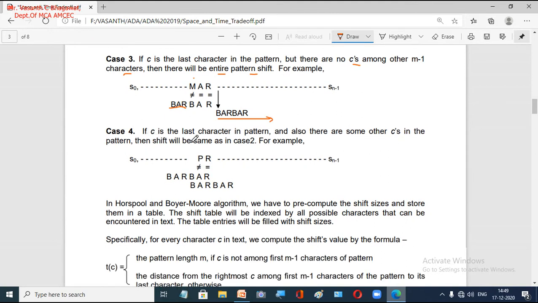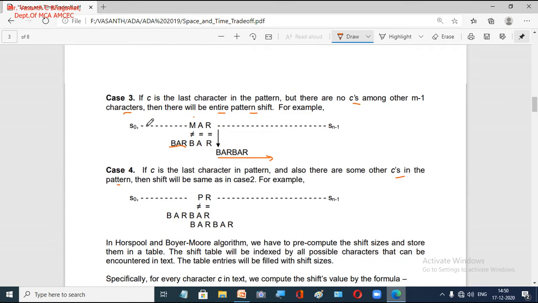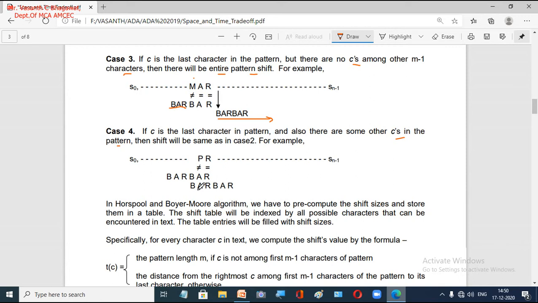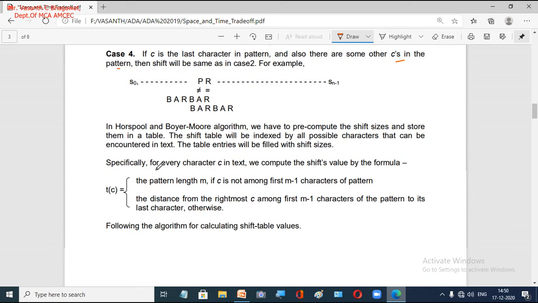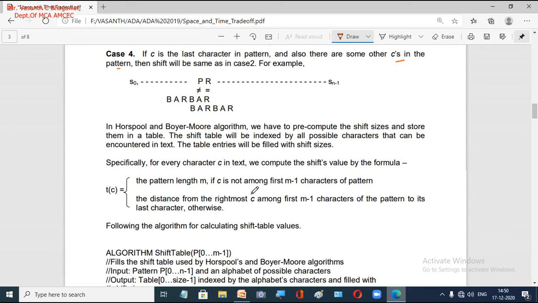The fourth case is if C is the last character in the pattern and also there are some other C's in the pattern. Then shift the same as in case 2. Again we go with respect to case 2 and do it as it is. Clear? So these are the 4 cases. When we solve by example, you will understand better how all these 4 steps are implemented.